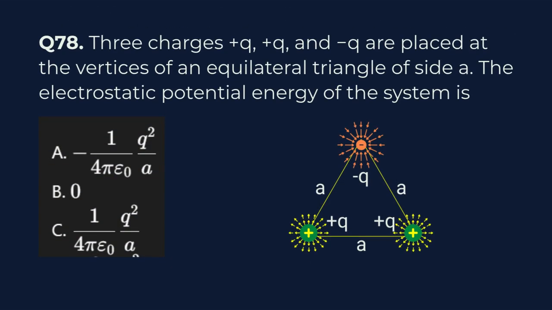Question 78. Three charges, plus q, plus q and minus q, are placed at the vertices of an equilateral triangle of side a. The electrostatic potential energy of the system is: a) minus kq square by a, b) 0, c) plus kq square by a.